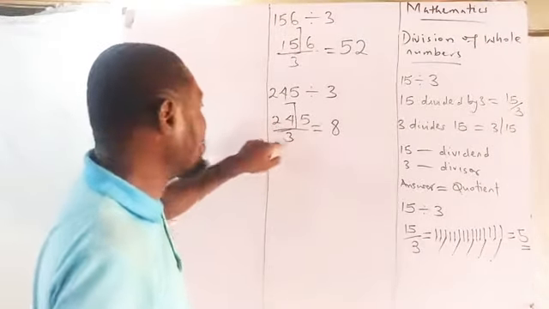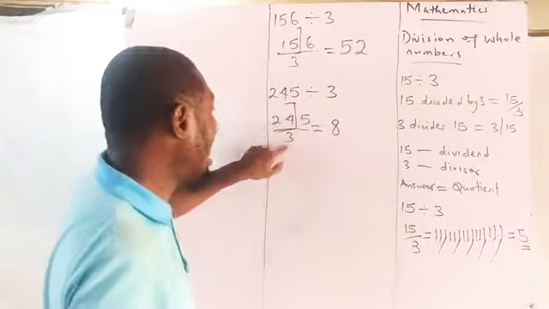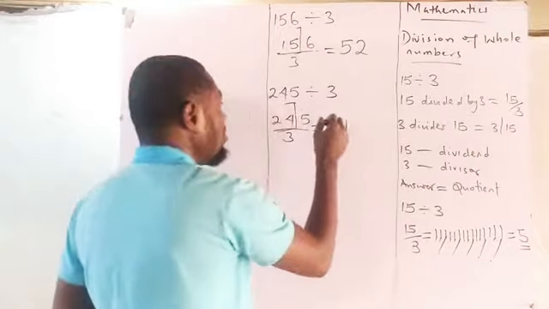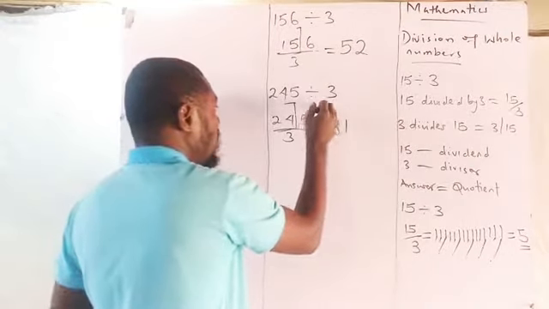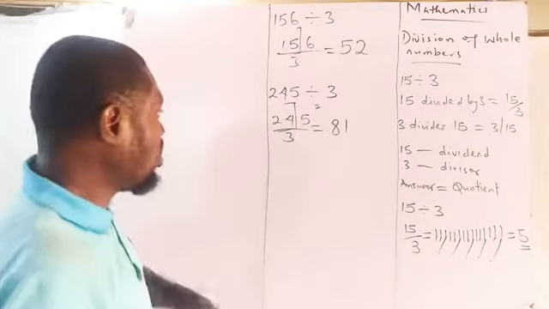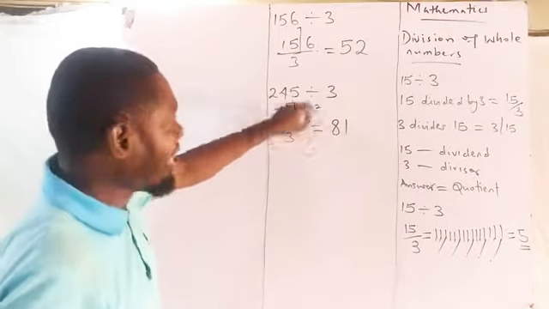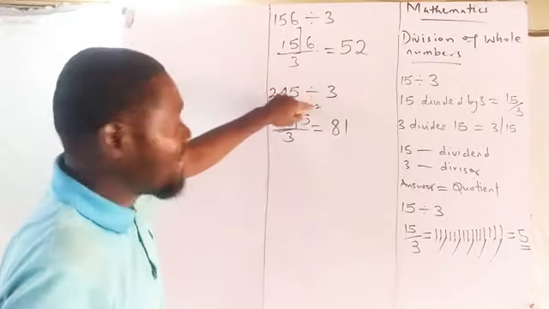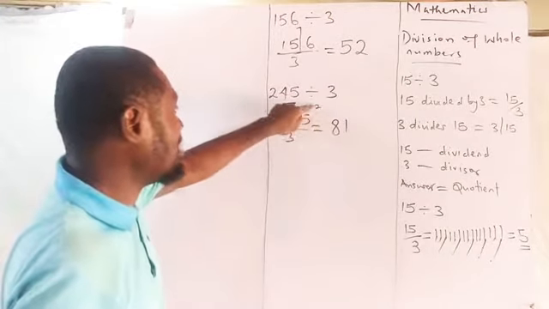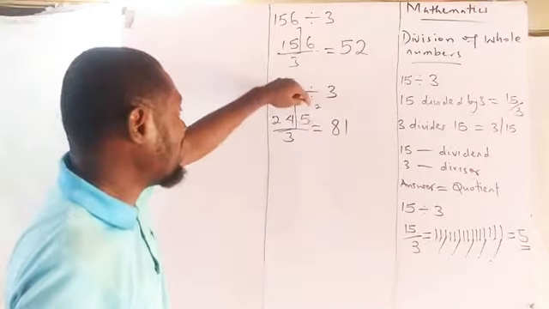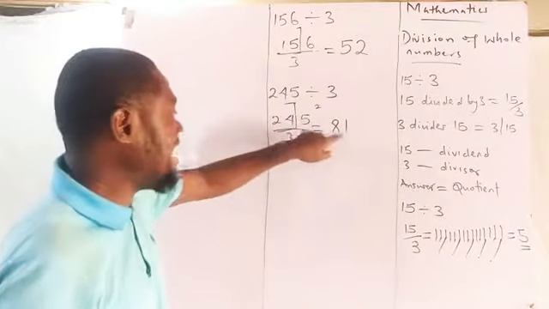I'm done with that. Then how many 3 are in 5? Your answer is 1. Remainder 2. Put the remainder 2 up here. There's no number left for me to attach that 2 to. That is why I choose to write it up. If there was a number left here, I would have written this 2 before the number. But since there's no number left, let my remainder be up. So my answer is 81.